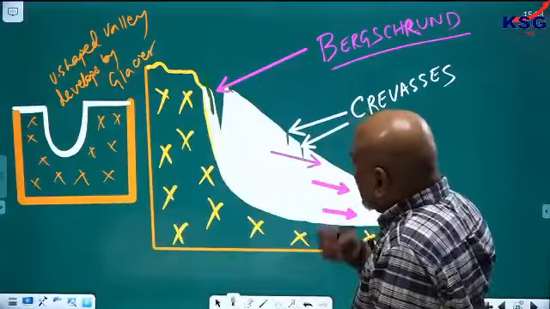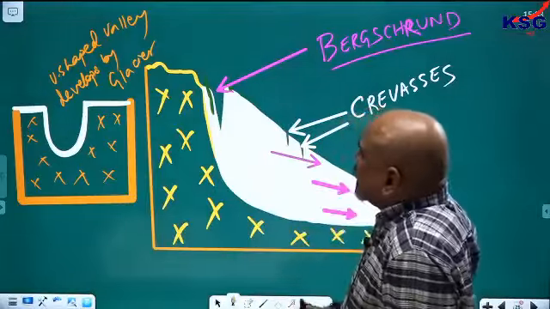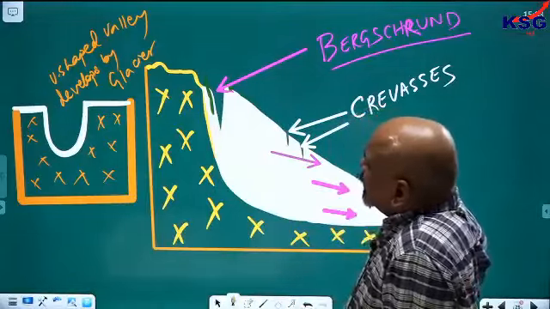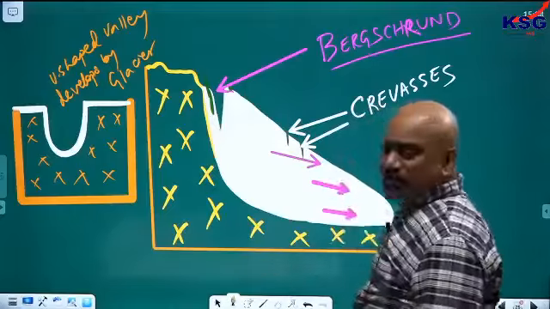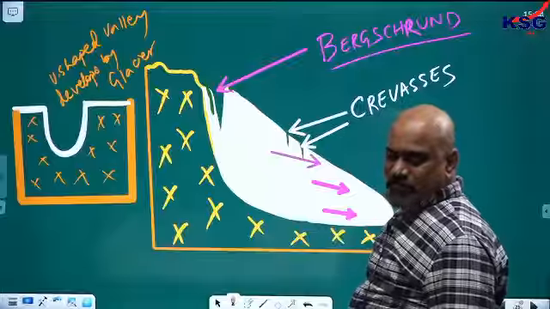Now, there is differential movement of different parts of your glacier. Because there is differential movement, you have cracks here known as crevasses, a series of crevasses.